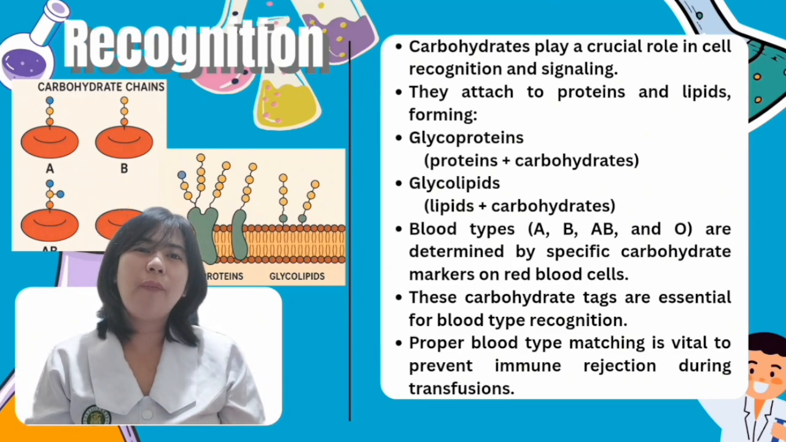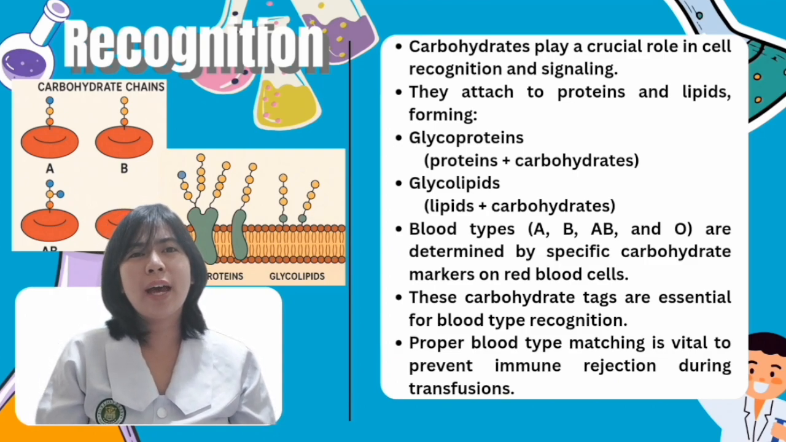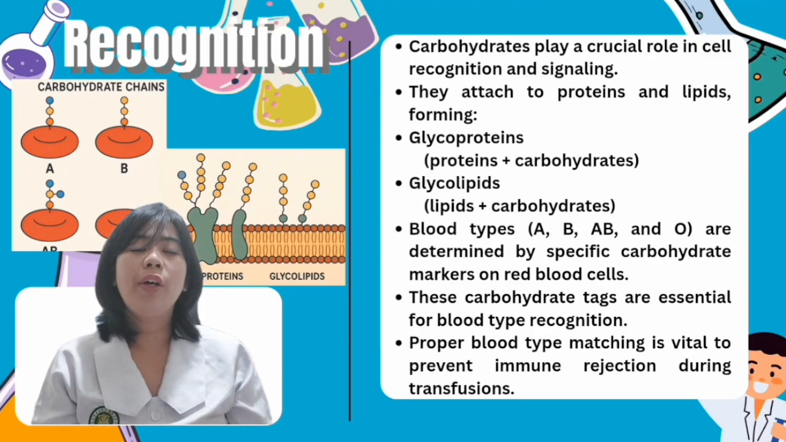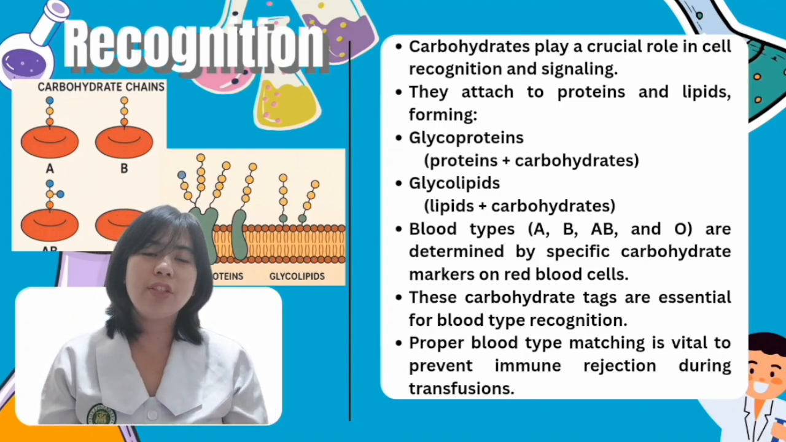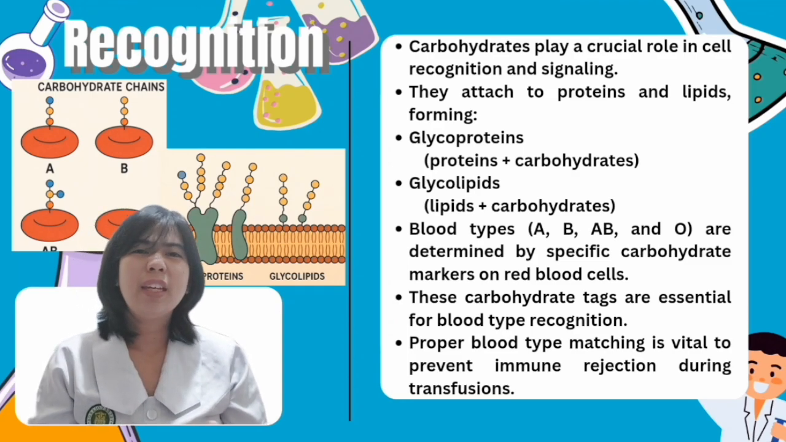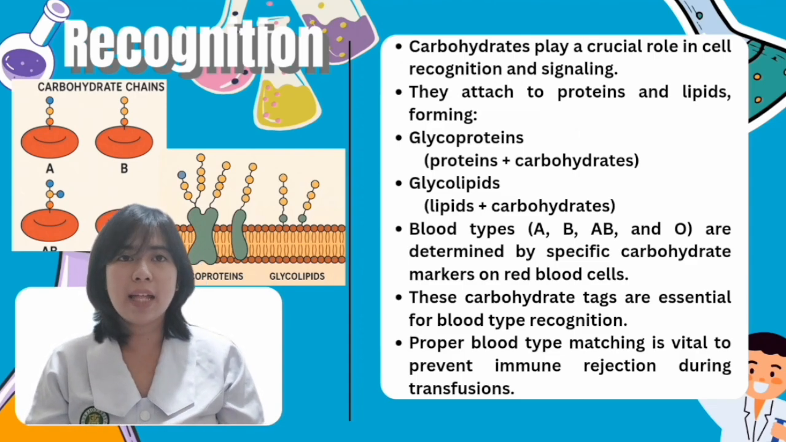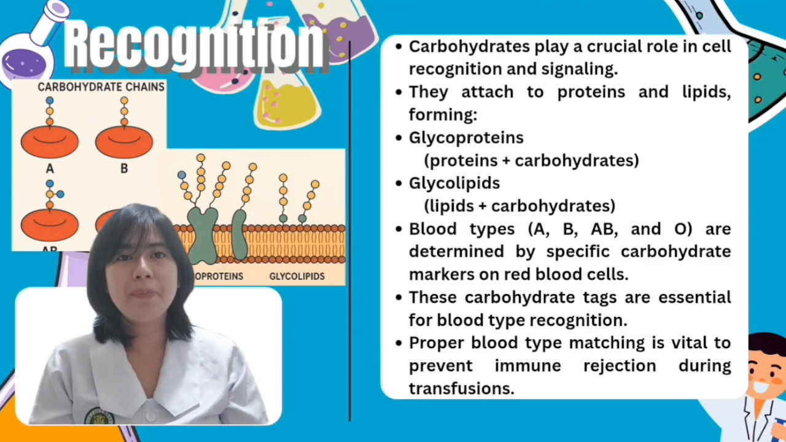We often think of carbohydrates as just a source of energy, but they actually have other very important roles, especially in cells. One of these roles is helping cells recognize each other and even identify invaders like viruses or bacteria. In fact, carbohydrates are involved in cell recognition and signaling. They act like ID tags on the surface of cells. You'll often find them attached to proteins or lipids.